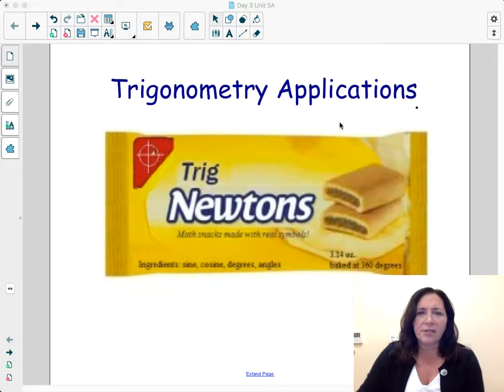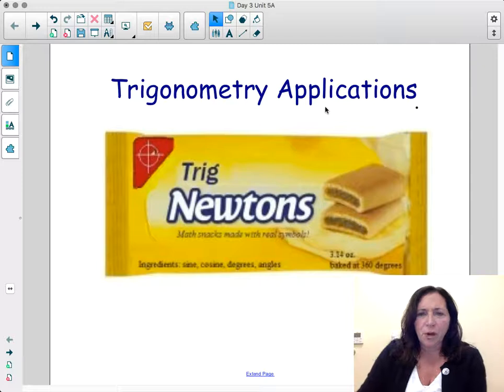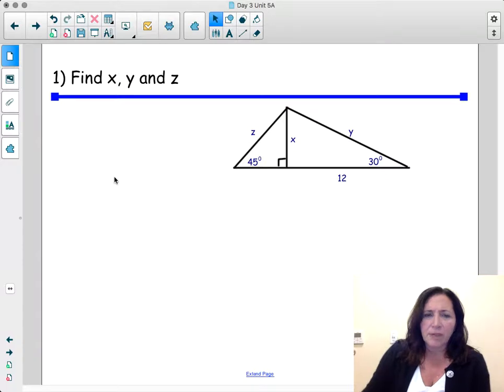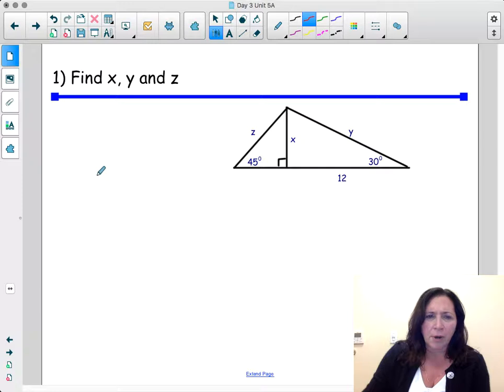Hi, everyone. Today's lesson is on trigonometry applications regarding the unit circle. So let's get started. First thing we're going to do is a little warm up, and that is with these two special right triangles.